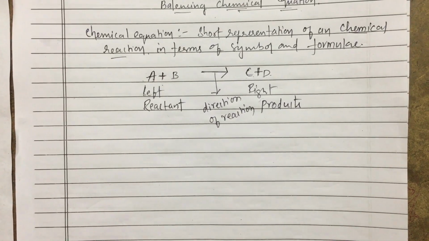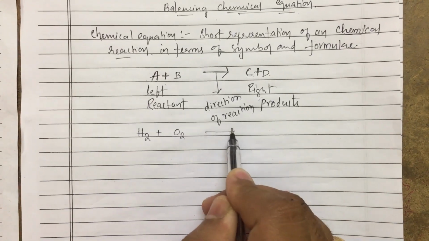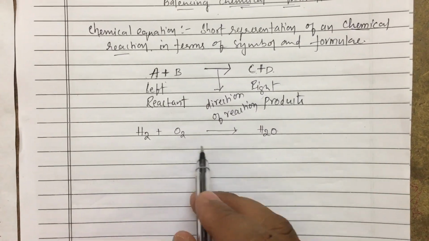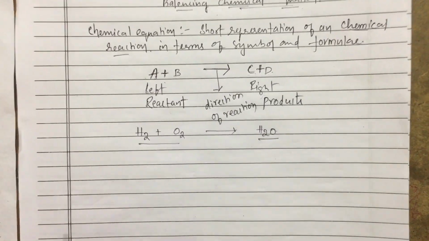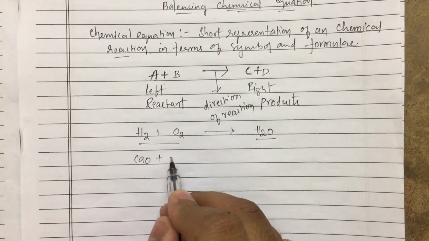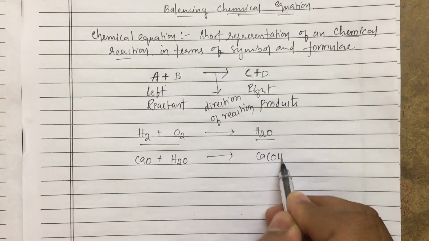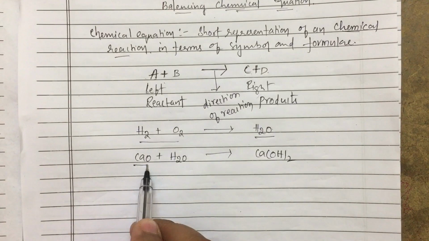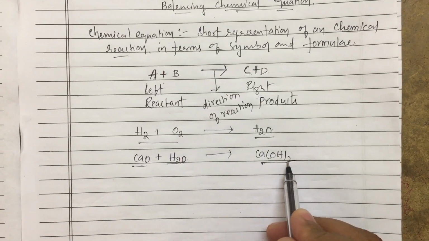Let us try to understand with some examples. I'll put down some examples. H2 plus O2 gives rise to H2O. It's one chemical reaction. Children, identify the reactants and products here. Very good. H2 and O2 are reactants and H2O is the product. In the same way, one more equation: CaO plus H2O gives rise to Ca(OH)2. What are the reactants and products? Very good. Calcium oxide and water are reactants, and calcium hydroxide is the product.